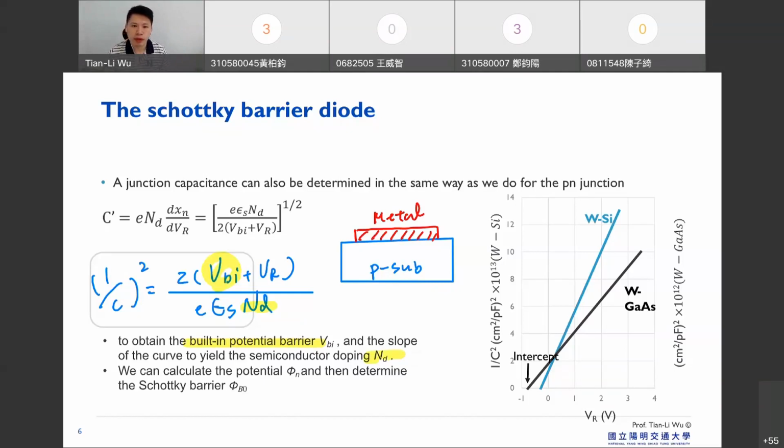When we discuss the fundamental theory, most students will ignore the junction capacitance because from the theory side, there's not much need to pay further attention to this junction capacitance. For real applications, we often use this junction capacitance, because that can help us to determine some critical parameters like the VBI, like N_D, and so on and so on.